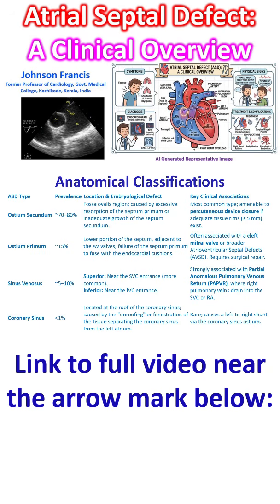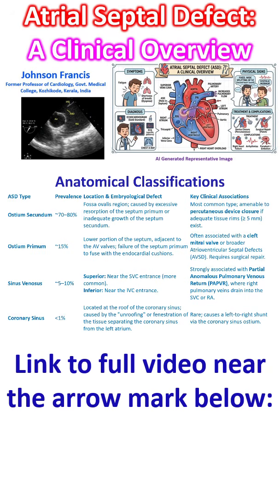Ostium primum, about 15%, is in the lower portion of the septum adjacent to the atrioventricular valves and is due to failure of the septum primum to fuse with the endocardial cushions. It is often associated with a cleft mitral valve or broader atrioventricular septal defects, and requires surgical repair.